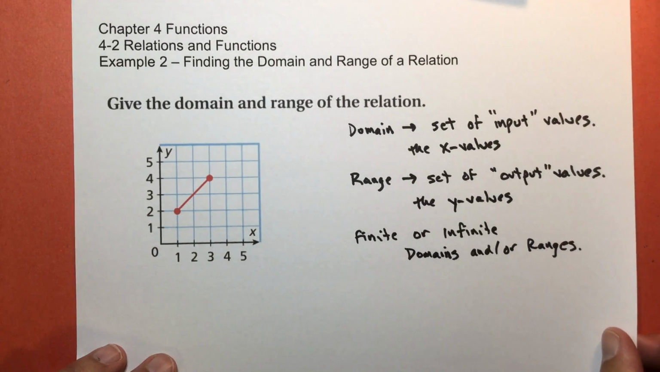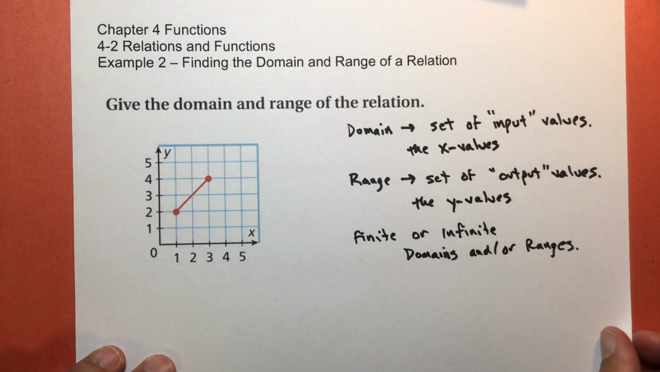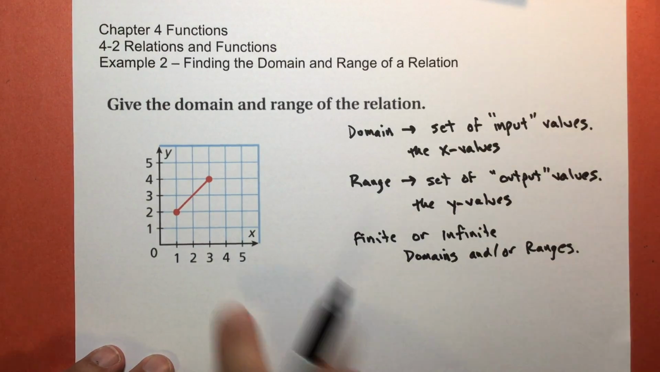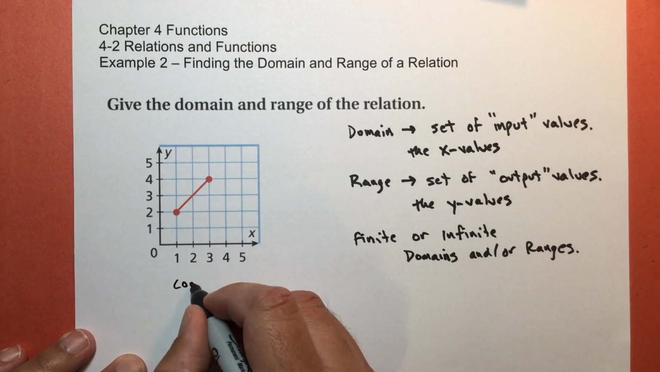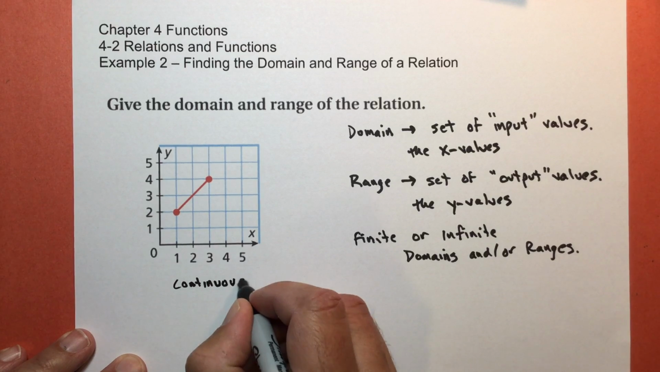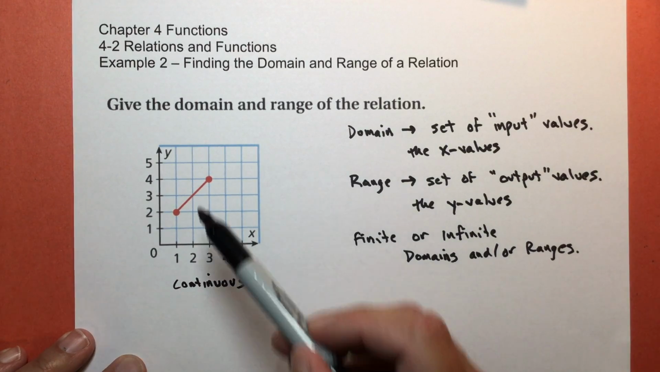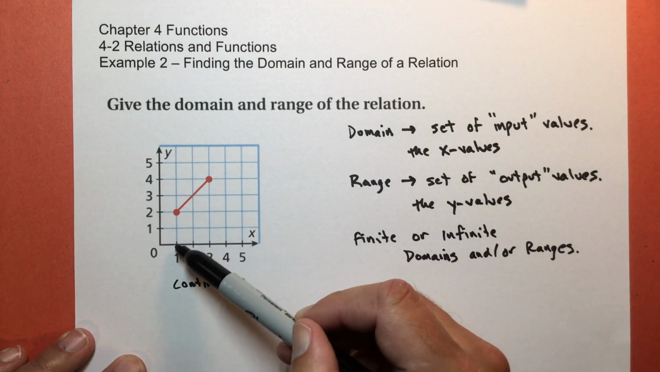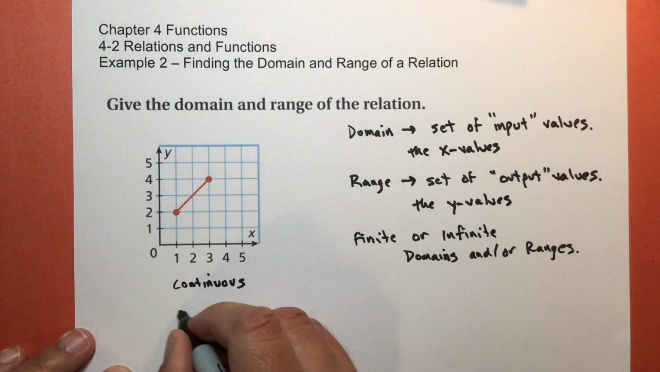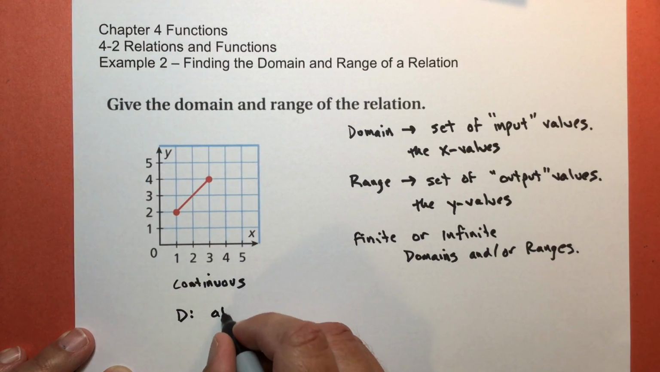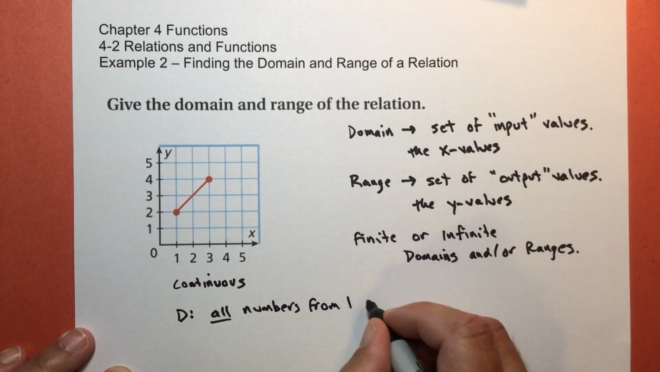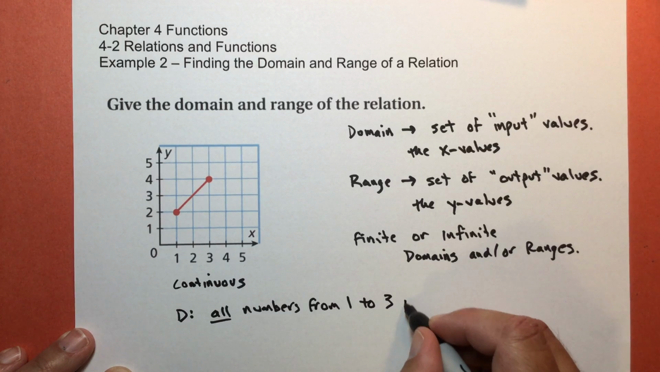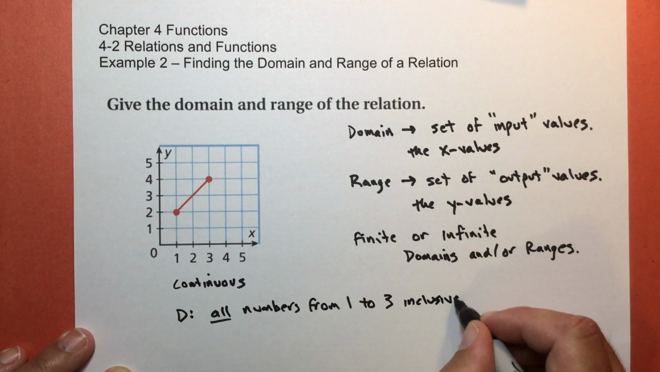I'm going to go back to the sheet that I just had, because both the ones we just did were finite domains and ranges. You can count them. There's only a few numbers in here. This one is tricky. You see how this is continuous? There's that word from last week. Continuous means I'm going to include all of the numbers from 1 to 3. So for my domain, I have all of the numbers from 1 to 3. And I'll say inclusive, which means I include the 1 and the 3.